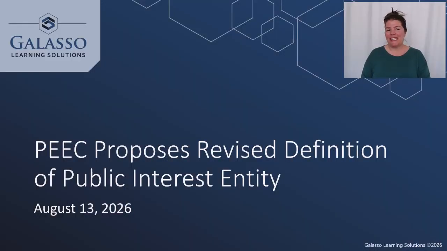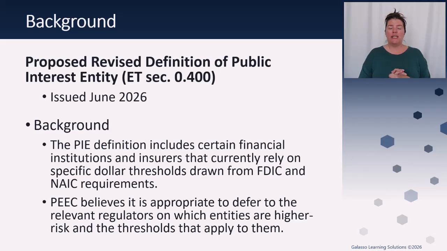My name is Melisa Galasso, and today we're talking about a change that's been proposed by the Professional Ethics Executive Committee with respect to the definition of a public interest entity. And this is really not something that they wanted to do. This is something they have to do because of recent changes. So this is updating a definition which is in 0400 of the Code of Professional Conduct.